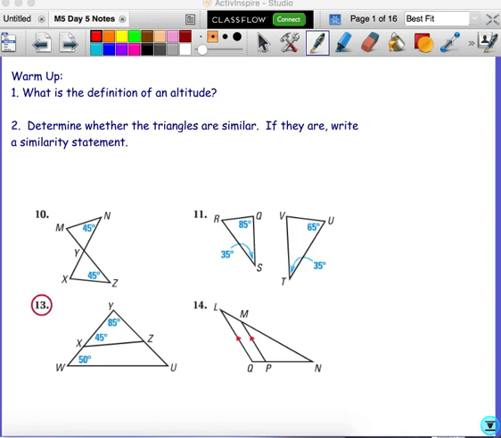So today we're going to look at geometric mean in the context of similar right triangles. Before we begin, we're going to go over this very first warm-up question, and then we're going to dive right into the content just for sake of time.